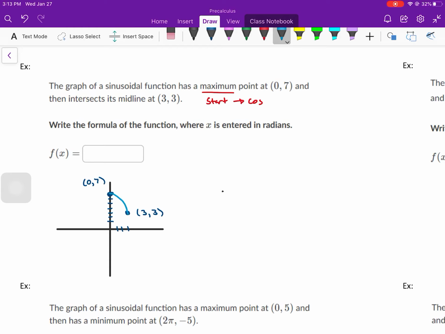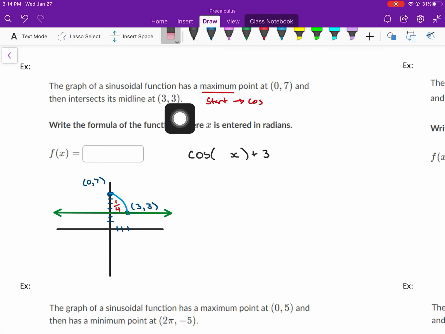So our graph is doing like this, right? That's our first quarter of the graph. Remember, our midline, the equation of the midline, goes right through 3. So we can already start, we know it's cosine. And then we know our equation is going to be 3 because it's getting shifted up 3, right? That's the midline. You look at the y-coordinate for the midline. And then the amplitude, 7, that's the distance from the max to the midline is 4, right? From 7 to 3, it's going to be 4.